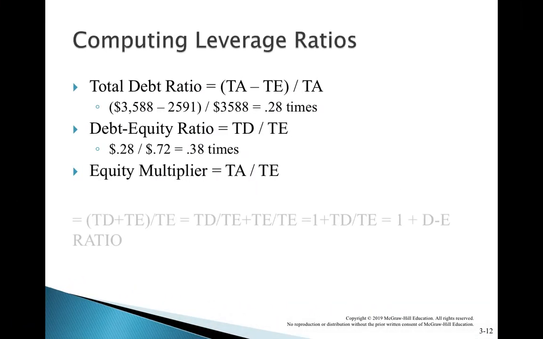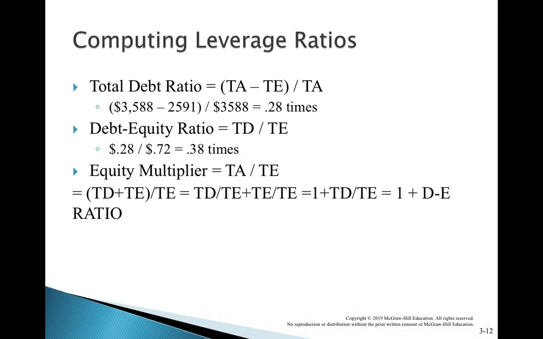Or else, as per the balance sheet identity, total asset is equal to total debt plus total equity. So in the numerator, we can write total debt plus total equity divided by total equity, which is total debt divided by total equity plus total equity divided by total equity, equal to 1 plus debt equity ratio. That is 1 plus the debt equity ratio calculated above, 0.38 times. Directly you can calculate. You need not calculate the equity multiplier.